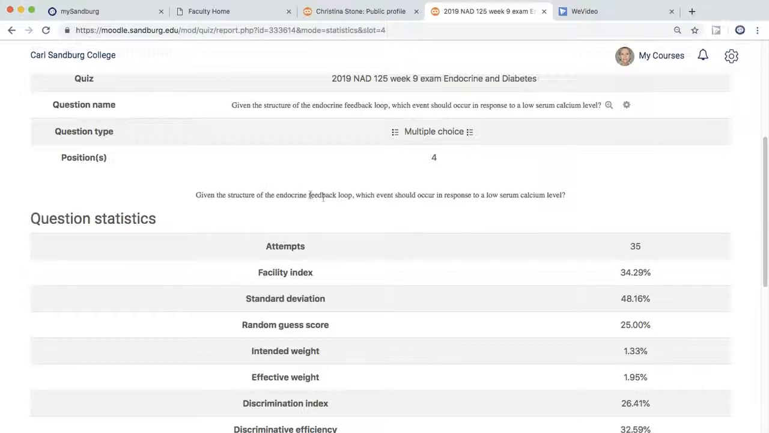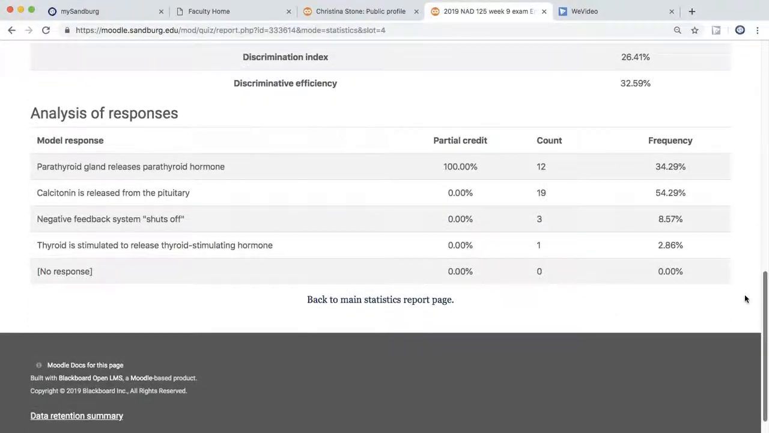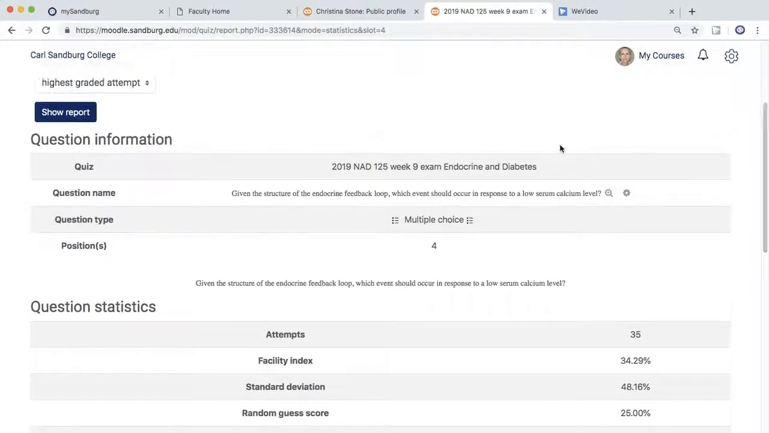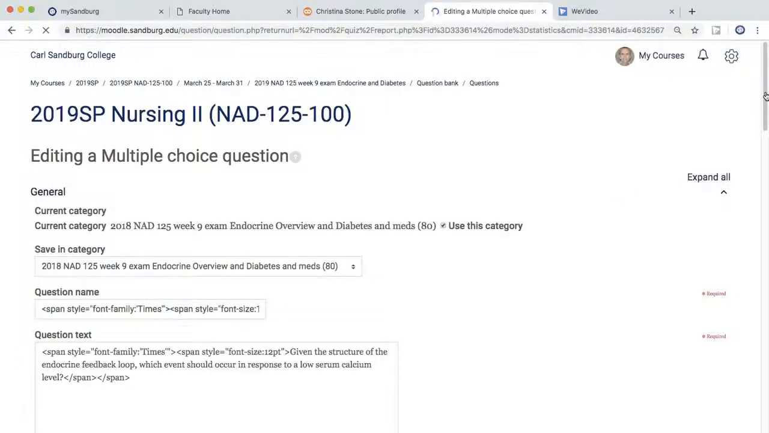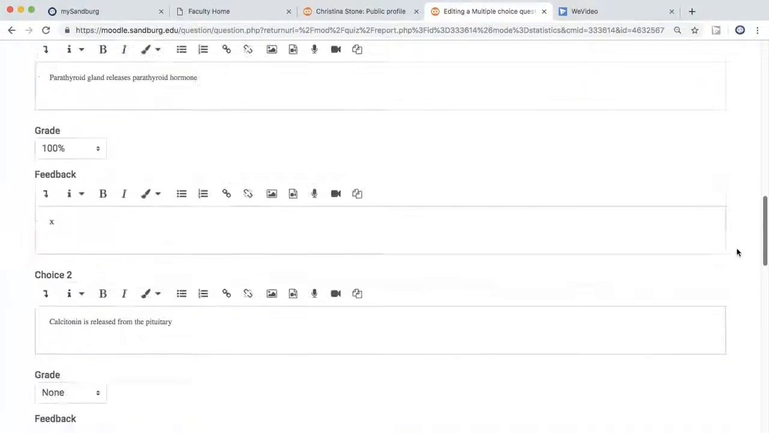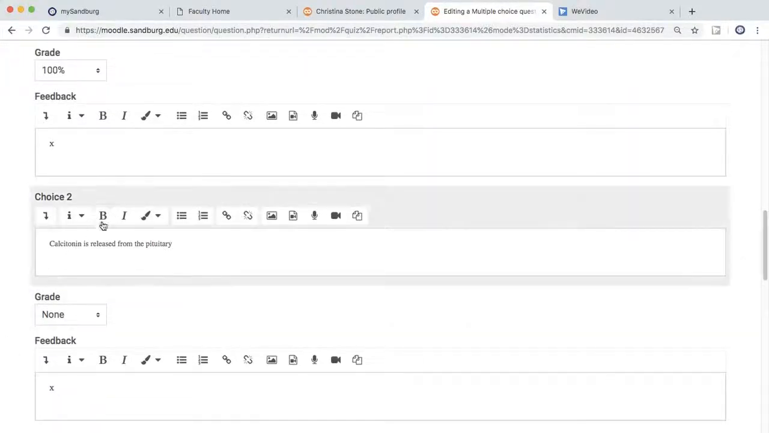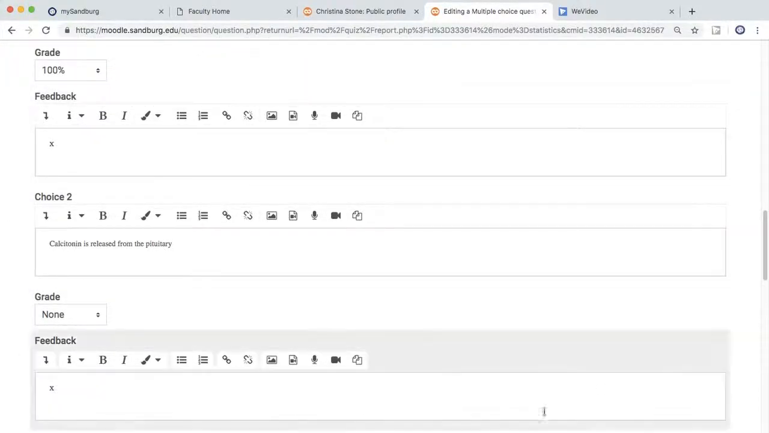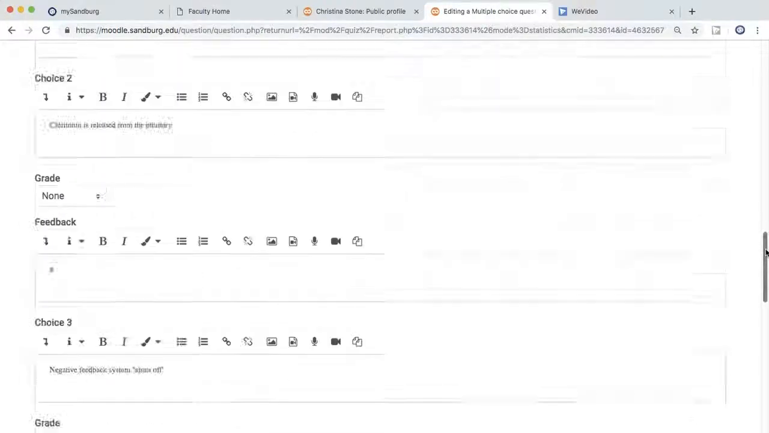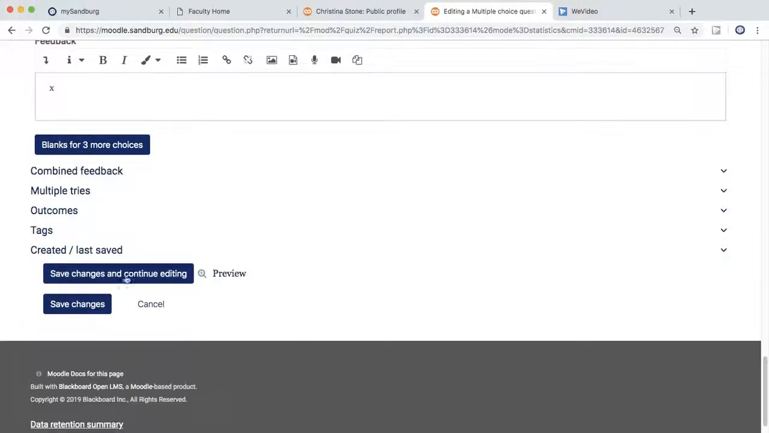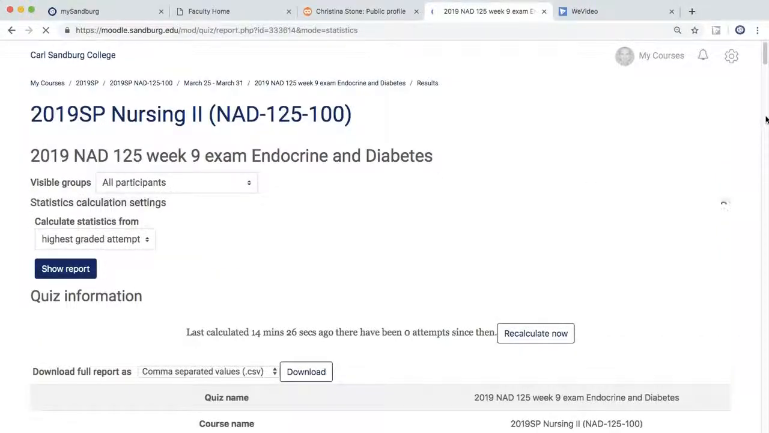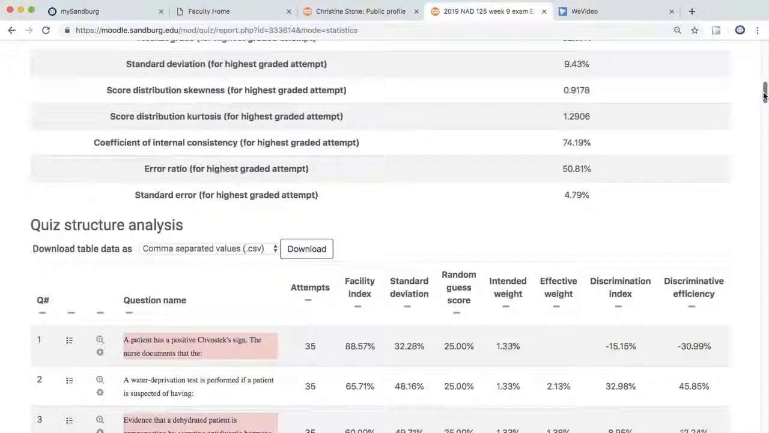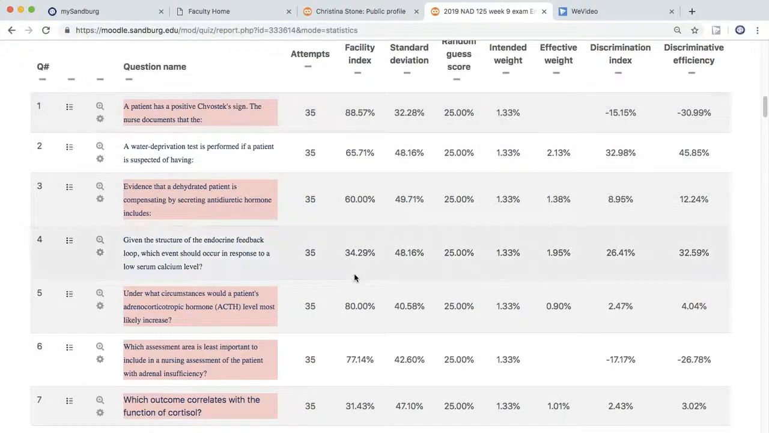So change it so that the students see this answer better. Once I'm done looking at this, if I want to make changes, I can come back up here and edit it right here and now. I could make changes just to that choice or any changes I wanted. And it would be ready for next year when I input it to my 2020 class. So I continue to go through and look at all questions.